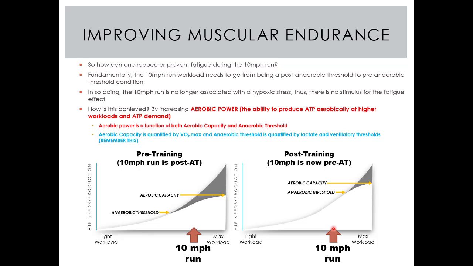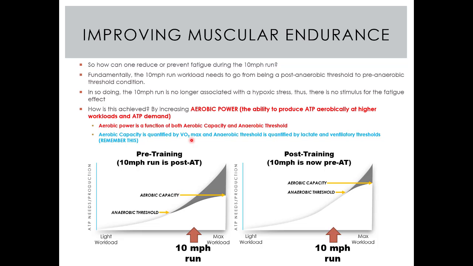That 10 mile per hour workload is now a pre-anaerobic threshold workload, and thus without the fatigue-inducing hypoxic stress. Now, if we were to measure and quantify this enhancement in aerobic power, we need to measure anaerobic threshold and aerobic capacity. The measurements for anaerobic threshold are lactate and ventilatory thresholds. The measurement of aerobic capacity is VO2 max, or maximum oxygen consumption rate.